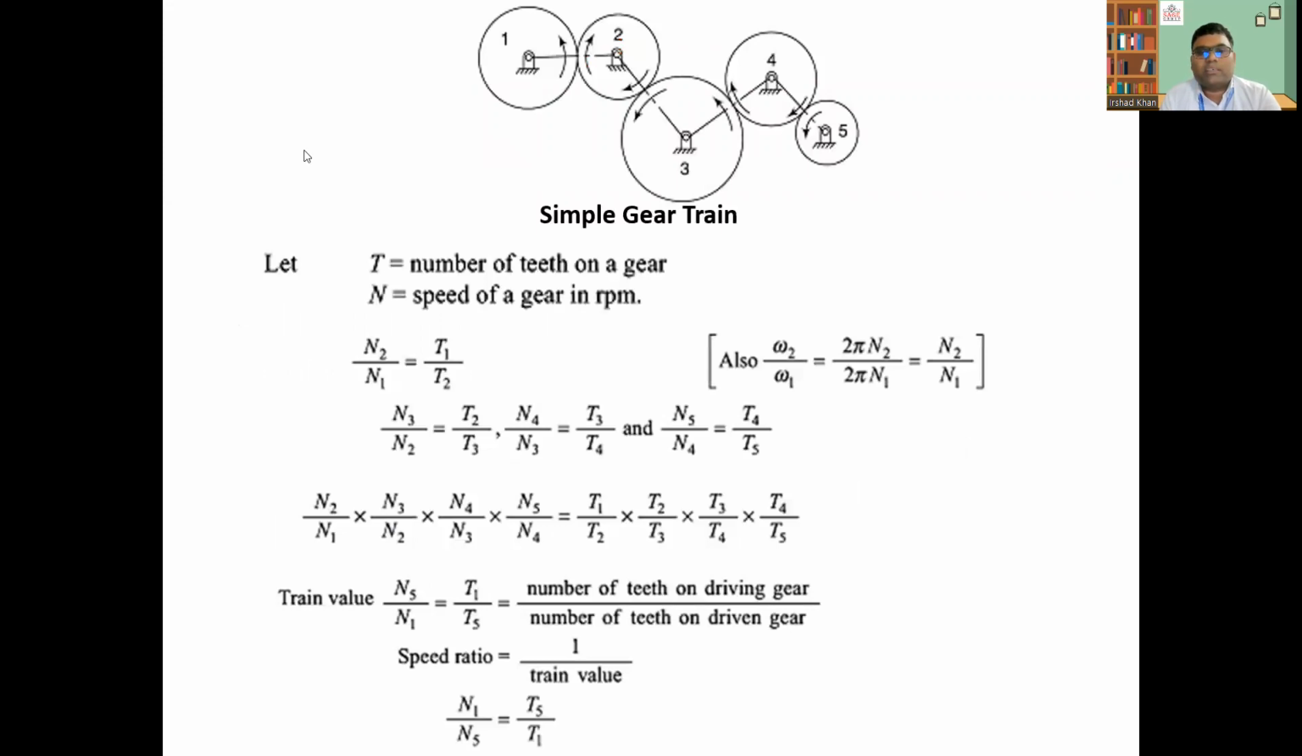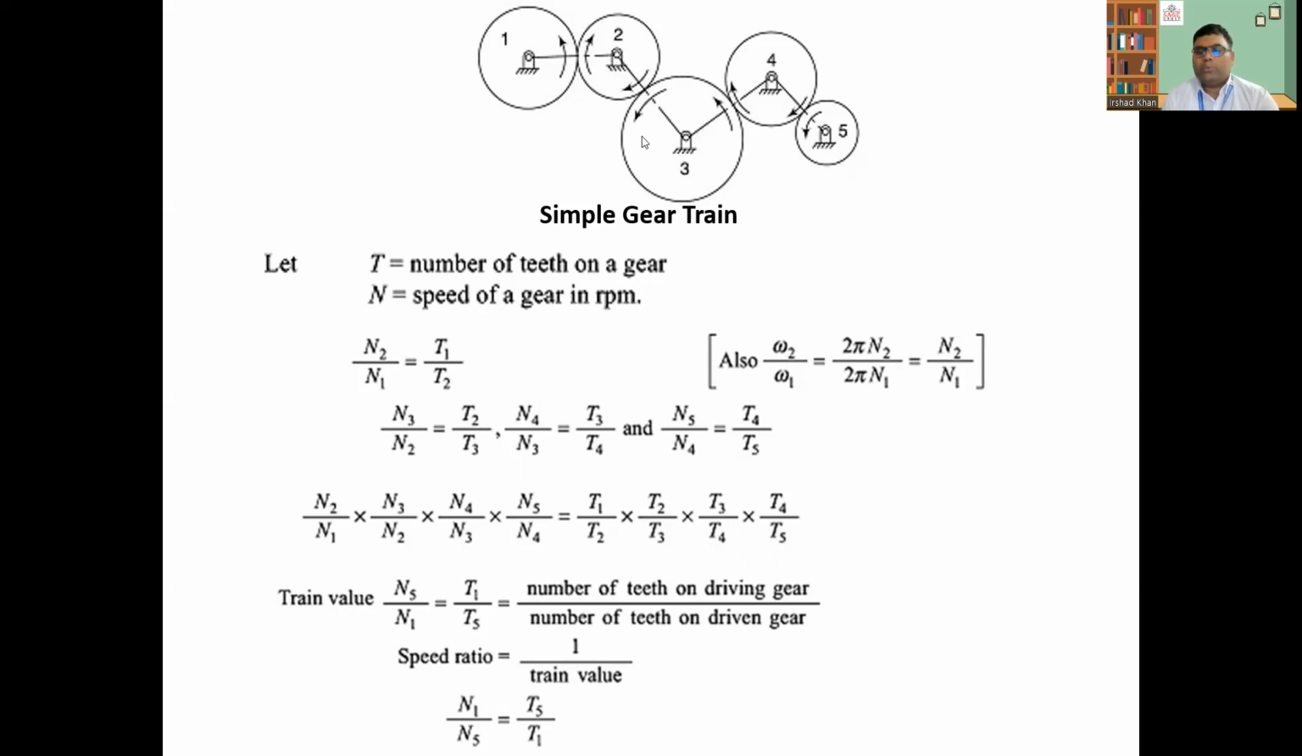Let us see this diagram for a simple gear train, where gear 1 is connected with gear 2, 2 with 3, 3 with 4, and 4 with 5, and we get the output at 5. This is the arrangement of the simple gear train, and here we can find the train value. So we can calculate the train value of the gear train.